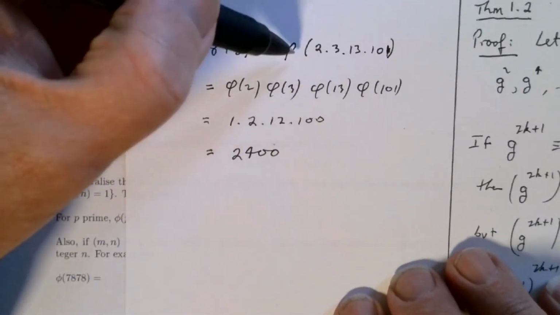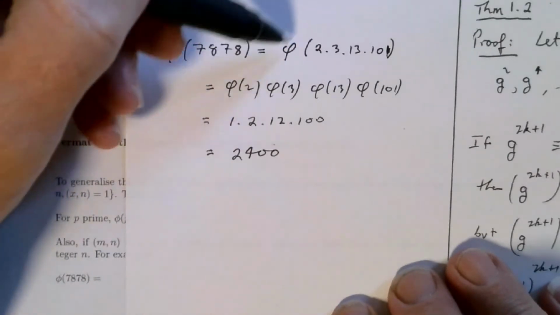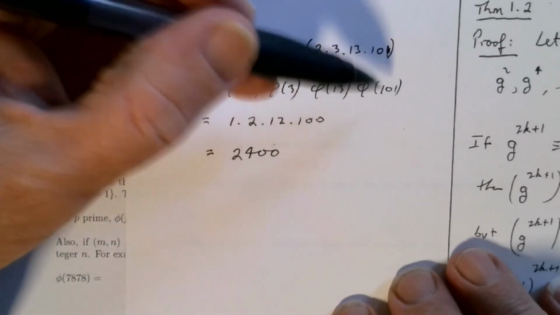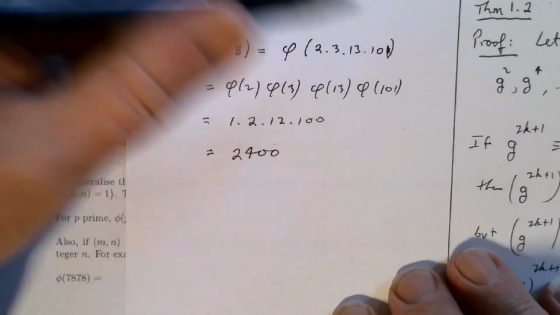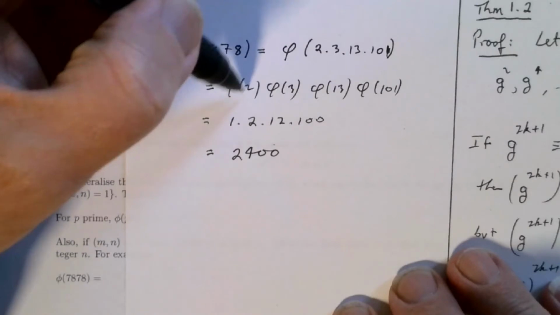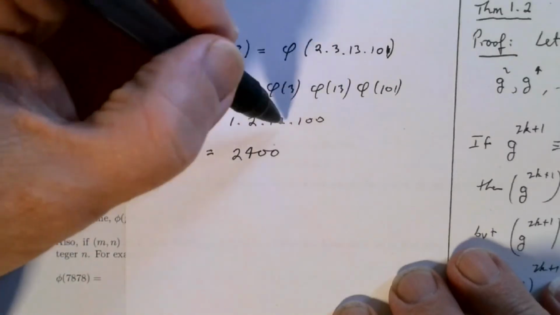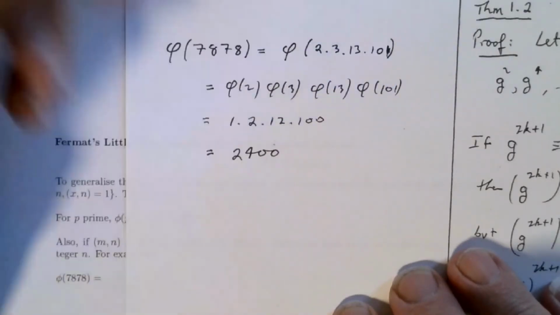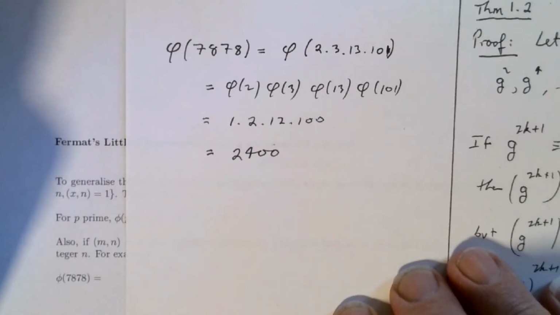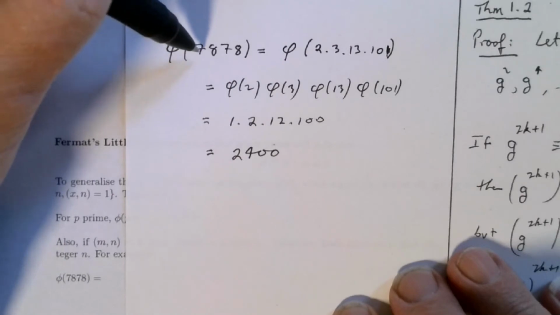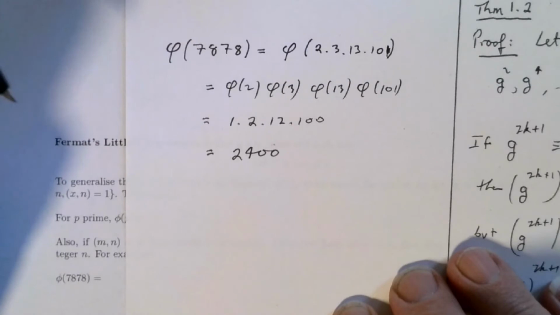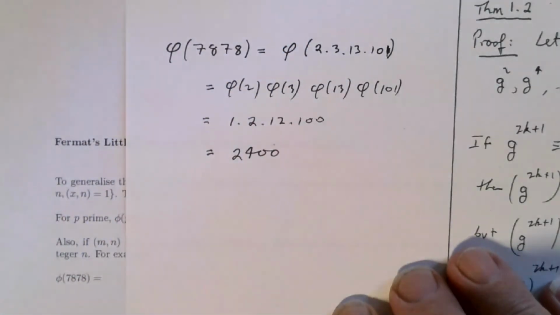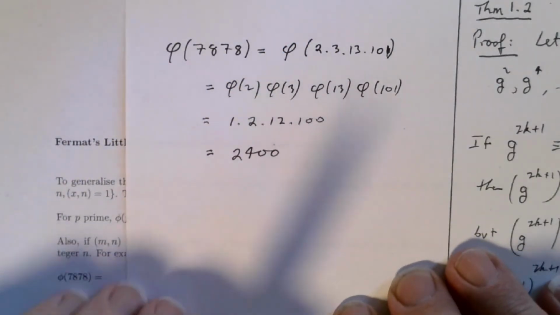Now you can split this because phi is multiplicative, so it's phi of 2, phi of 3, phi of 13, phi of 101. Now these are all primes, so phi of any prime p is just p minus 1, so it's 2 minus 1, 3 minus 1, 13 minus 1, 101 minus 1, and we get 2,400. So there are 2,400 numbers between 1 and 7,878 that have no common factor with this number. And that's Euler's phi function, which I hope you met in an earlier course in number theory.